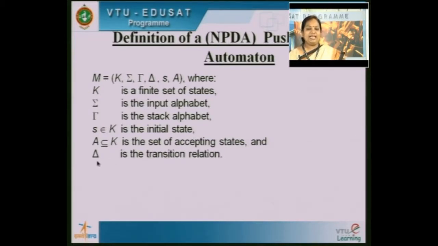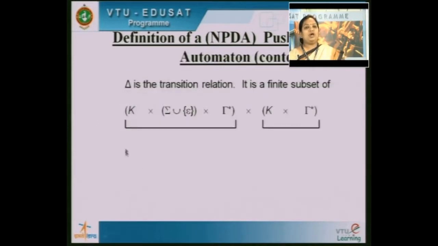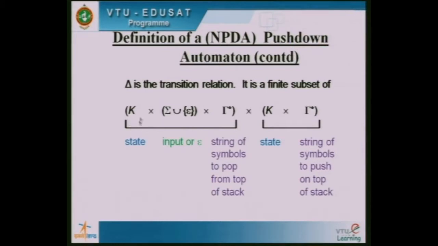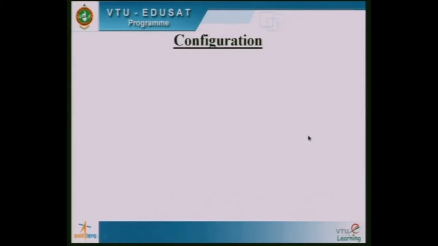Last is Δ, the transition rule. How is this rule written? It is a finite set of tuples. The first is a state, the second is the input symbol, which includes epsilon, and the third is the string of symbols to be popped from the top of the stack, leading to a state. This state may be the same state or a different state, and the next is again Γ star, which represents the string of symbols to be pushed onto the top of the stack.